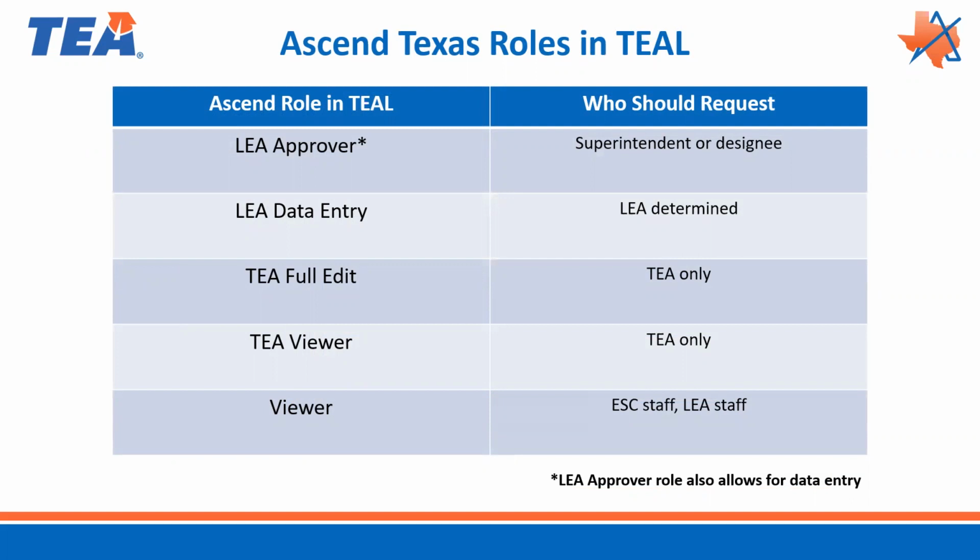Let's review the Ascend Texas roles in TEAL. The first role, LEA approver. This role will oversee local access to the platform and approve submissions to TEA. Like other TEAL applications, the LEA approver role functions as the super user who approves all aspects of the application within their respective LEA, including requests for application access within the LEA and final submissions to the TEA.